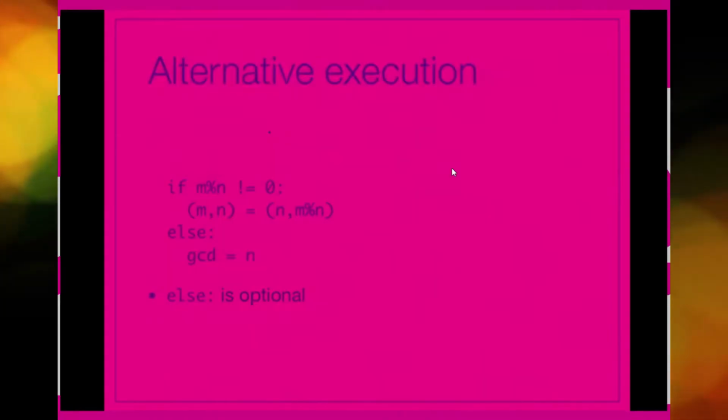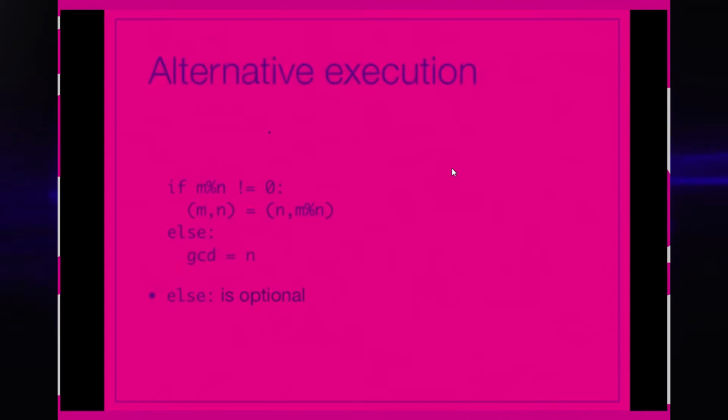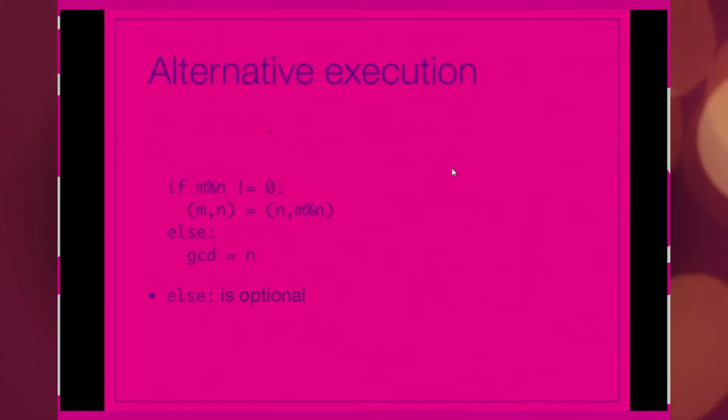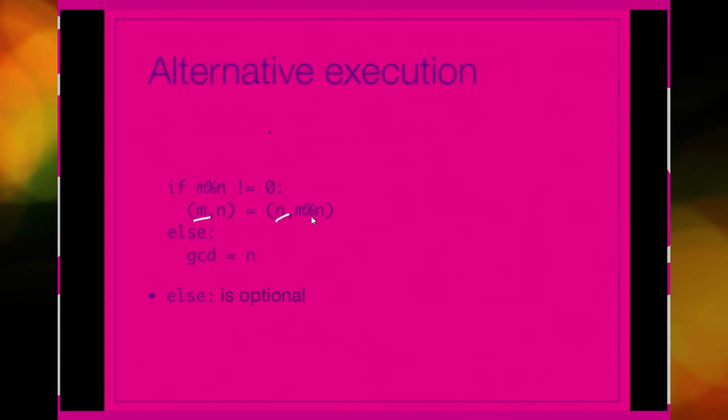In the previous video I told you about the if conditional statement, and now we're going to see the alternative execution. Now there is if else. Let's see what happens with if else. There is a program similar to the one we did in the previous video on the if conditional statement. I'm putting the value of n in m, and the value of m remainder n, that is the remainder of m divisible by n, into n.